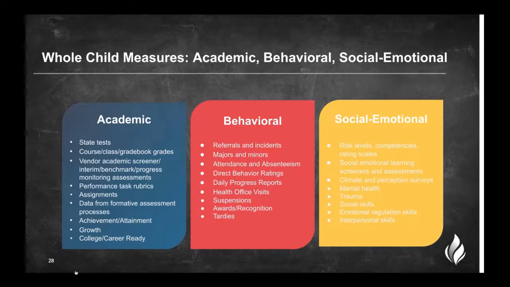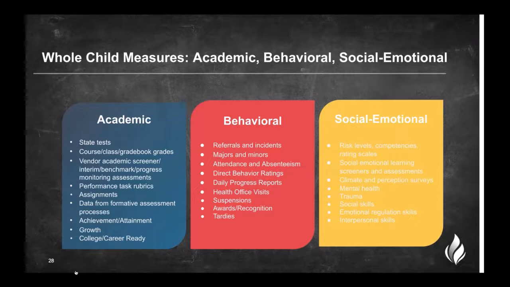We also have social emotional data, and this is an area near and dear to my heart. We have a number of different ways that we can be looking at how a student's social emotional skills are. So we have risk levels, we have competency scores, and we have rating scales that we often see. We have different ways that we can screen and assess for social emotional learning. Climate and perception surveys are often included here.